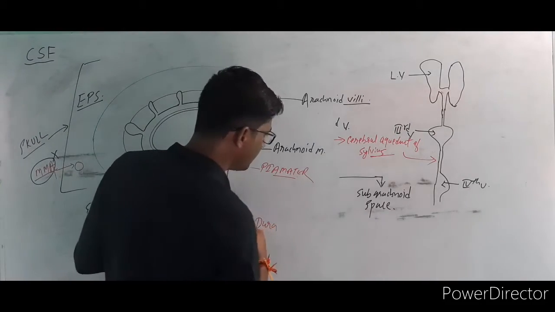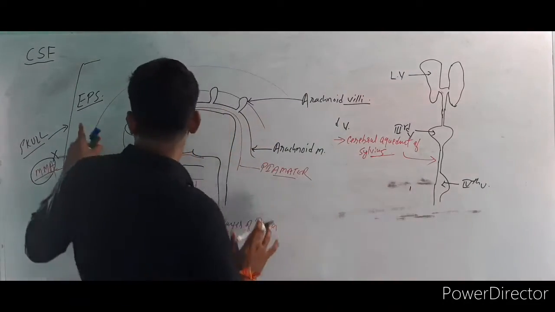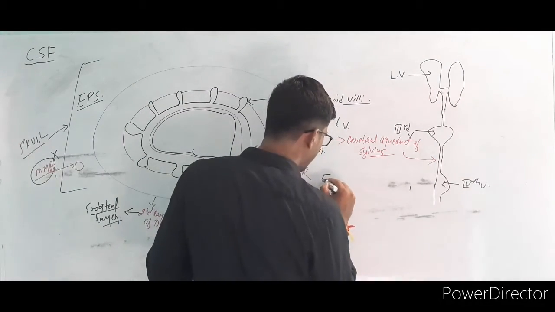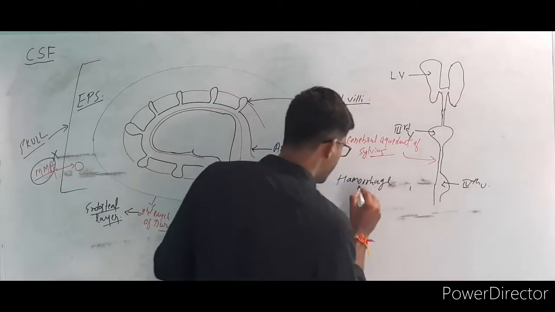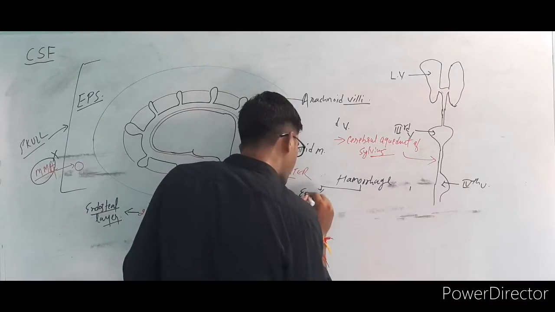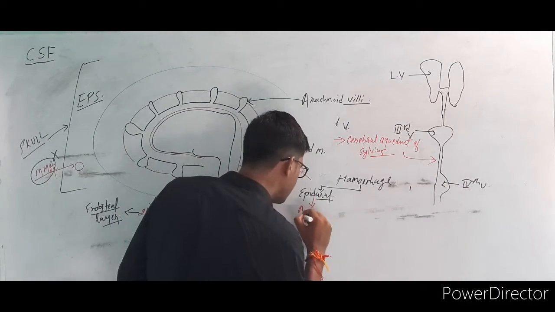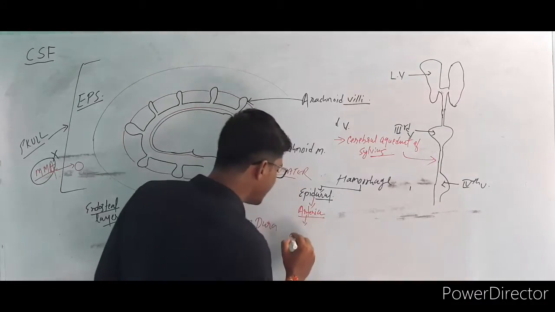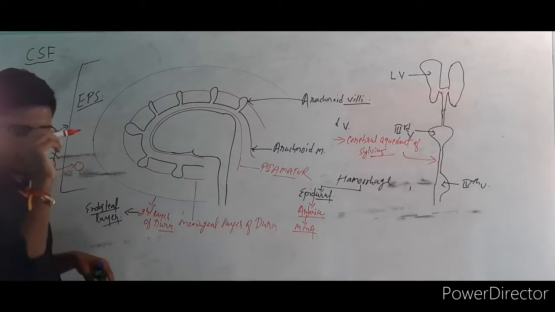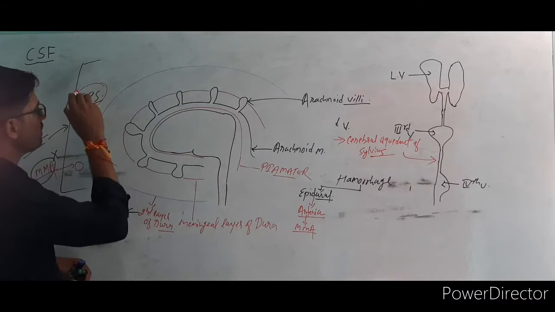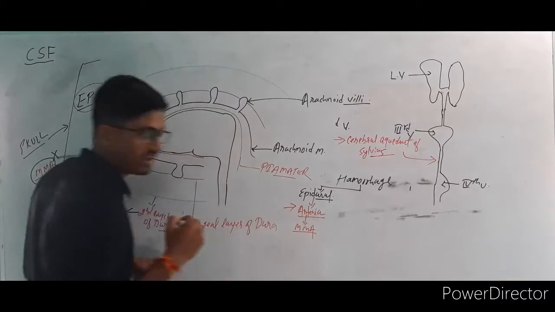So what I want to tell you, let me write it here: epidural hemorrhage. I am talking about the first hemorrhage. In epidural hemorrhage, the artery will be affected, so it is arterial, and which artery? The middle meningeal artery will get ruptured and damaged. Many exam questions have asked which artery is affected in epidural hemorrhage: the middle meningeal artery, and it is an arterial hemorrhage, right?